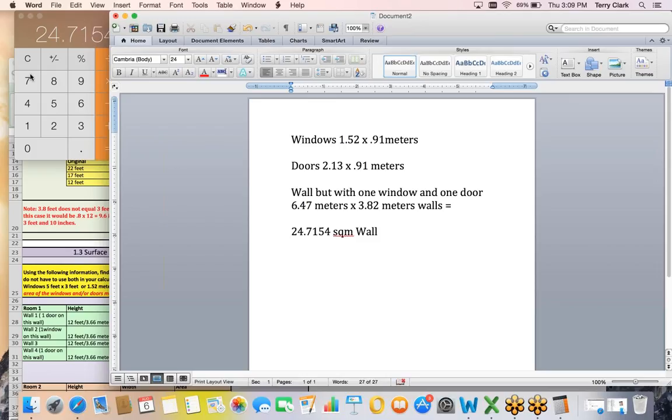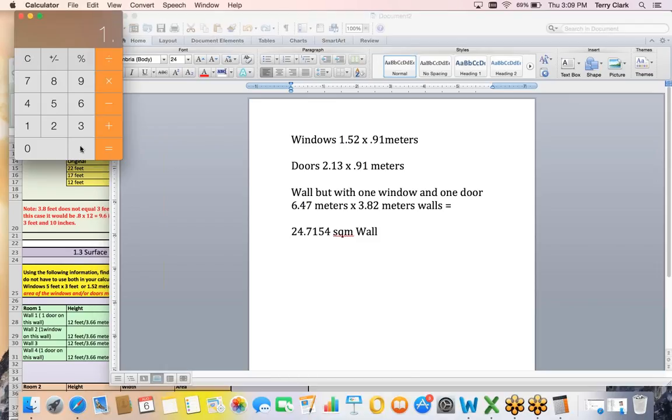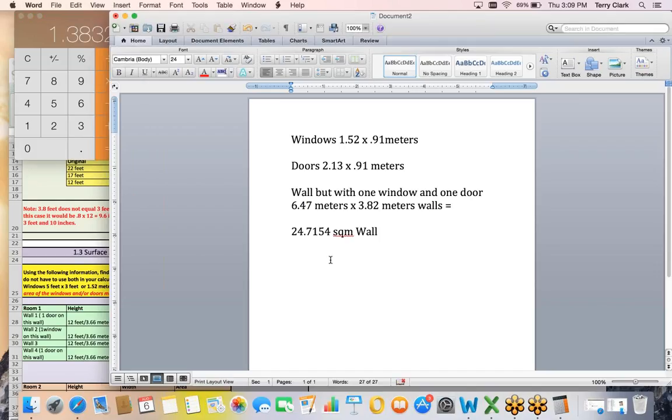So we're going to take 1.52 and multiply by 0.91. And that's going to give us 1.3832 for the square meters of the window. And don't worry, we're going to round all this stuff too.